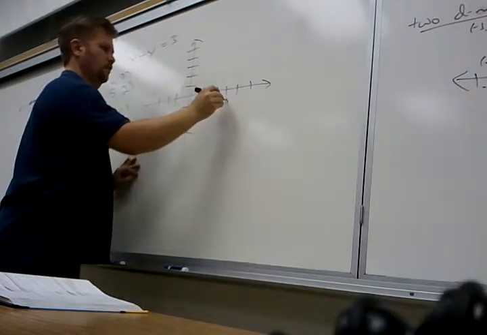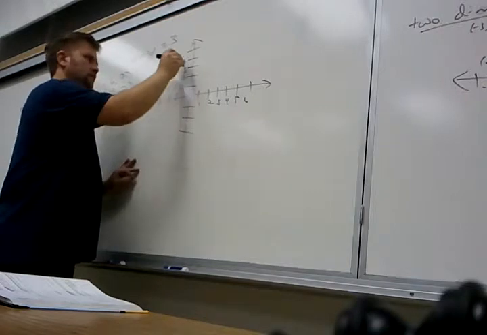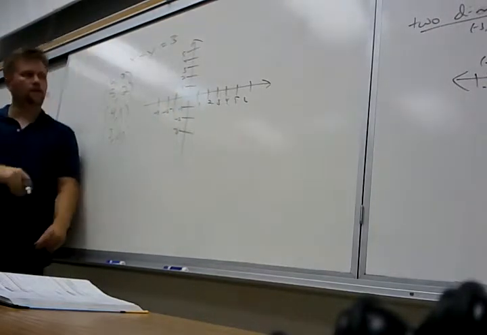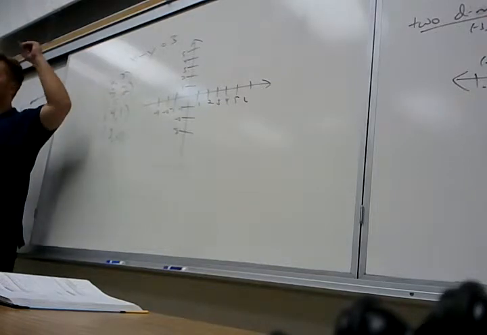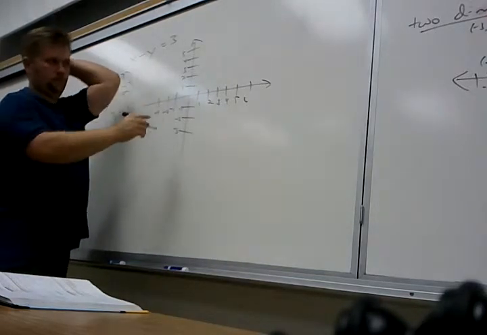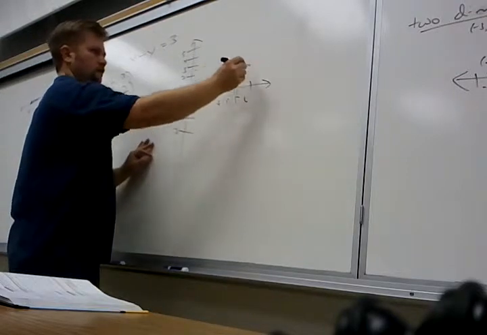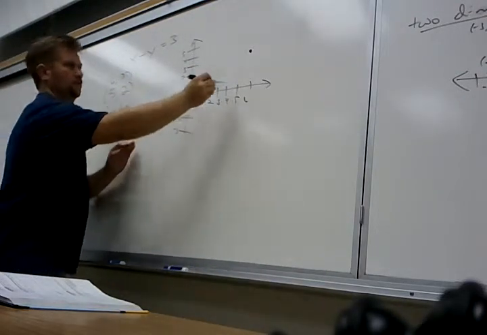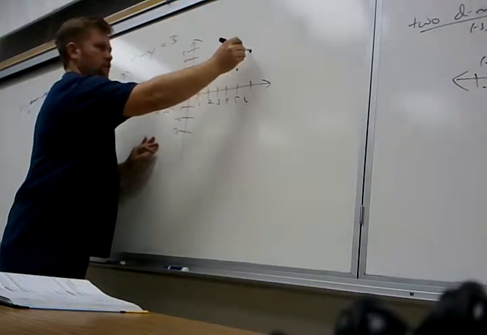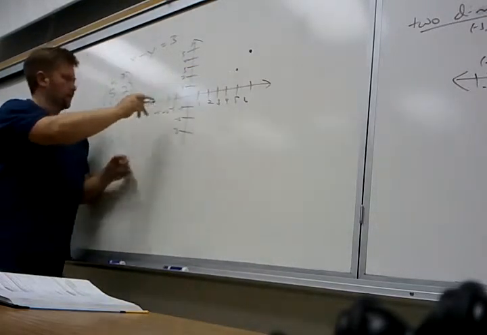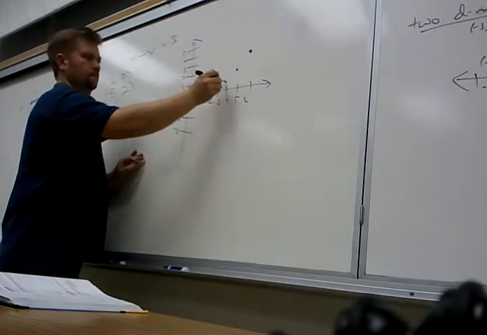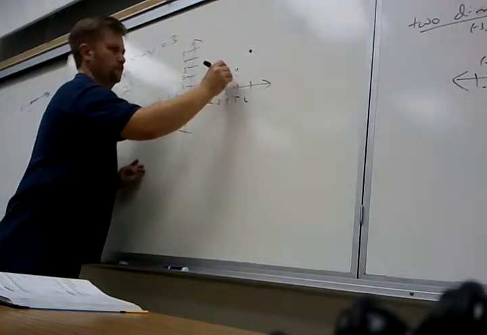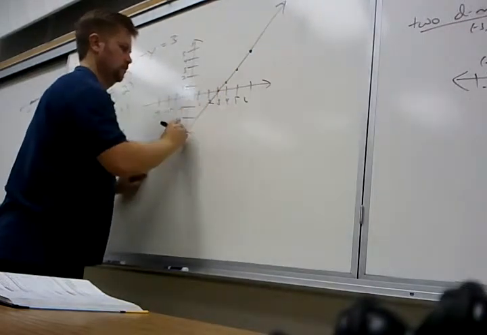Okay. So 6, 3, where would that be? Over 6, up 3. And what about 5, 2? Over 5, up 2. So see how it changed by 1 and changed by 1? 4, 1. 3, 0. And see, that's my line there. Yeah, negatives too, it would make a line.